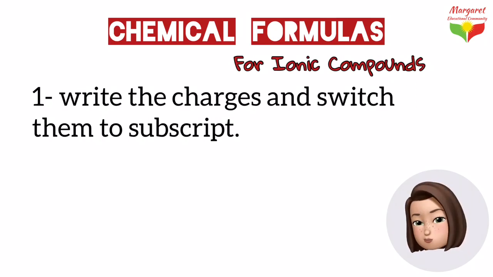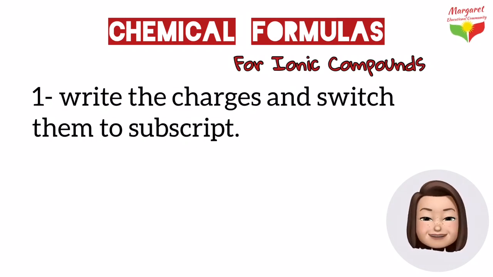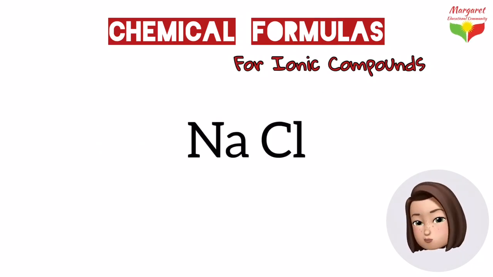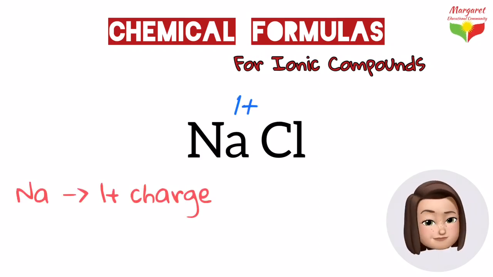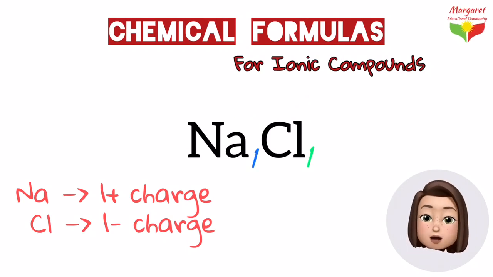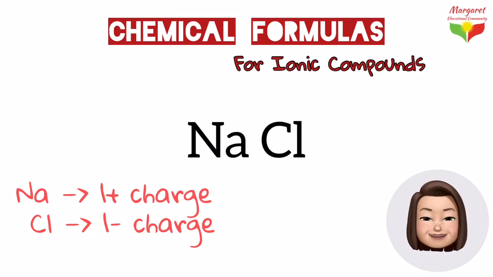When you're writing a chemical formula for an ionic compound, make sure to switch the charges into subscripts, but use the subscript to the right of the other atom. For example, in this one, we have NaCl. The Na ion has a charge of positive 1. The chloride ion has a charge of negative 1. Now switch these 2 charges into subscripts and write them next to the other atom. And remember, we don't write the number 1 as a subscript. We can just use the symbol to show that there is only 1 atom of it.